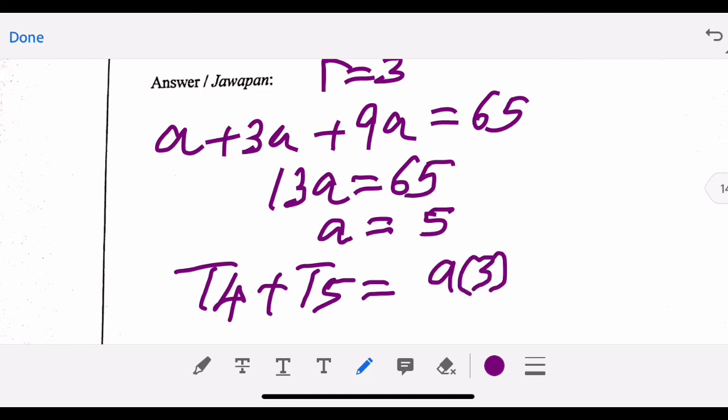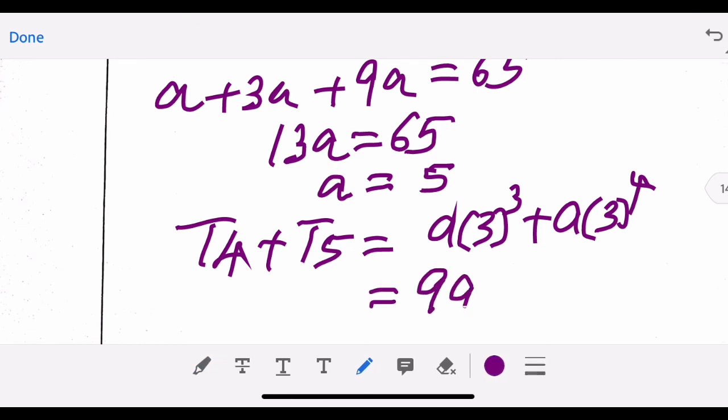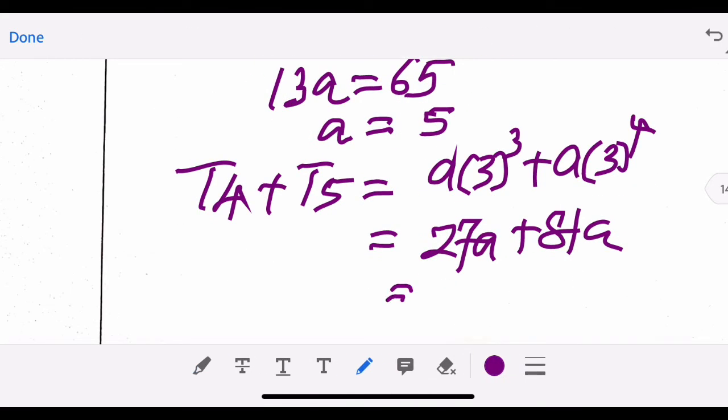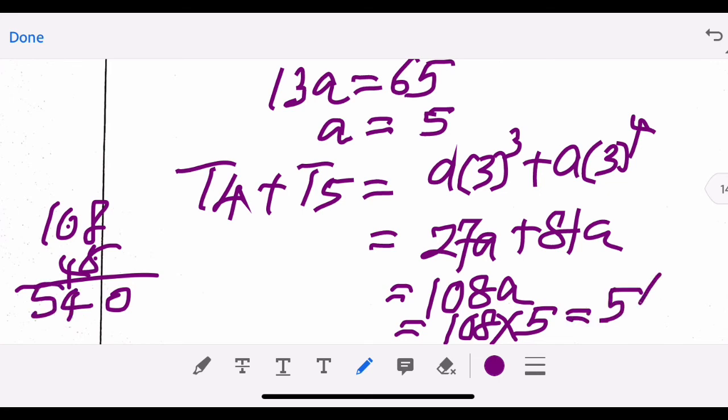ar cubed plus ar to the power 4, which is equal to 27a plus 81a. In short, it is actually 108a, right? So we will multiply by 5, 108 times 5, okay, 540. So the answer is 540, right? So that's the answer for number 10.